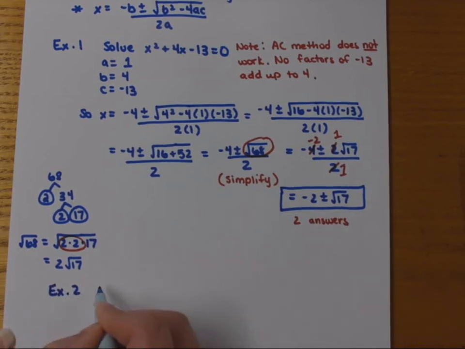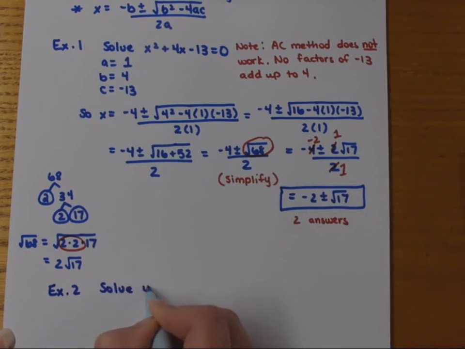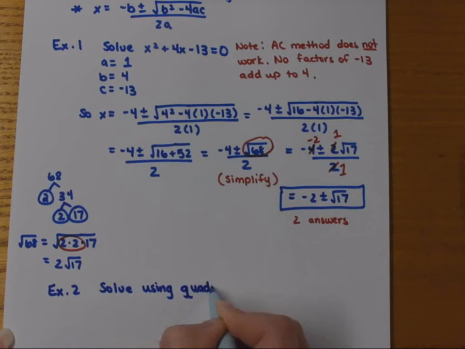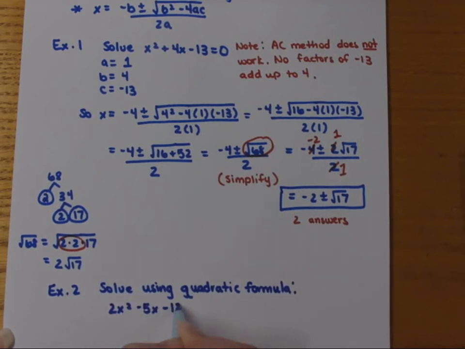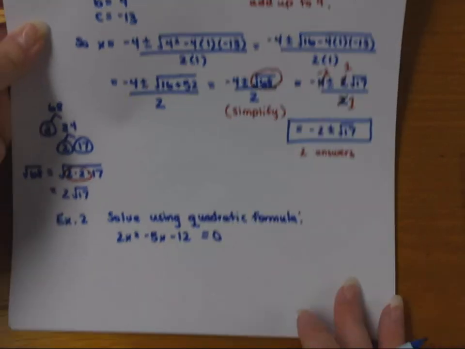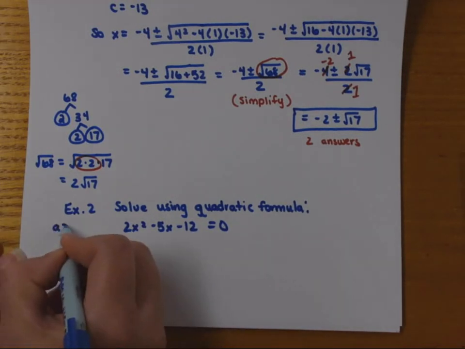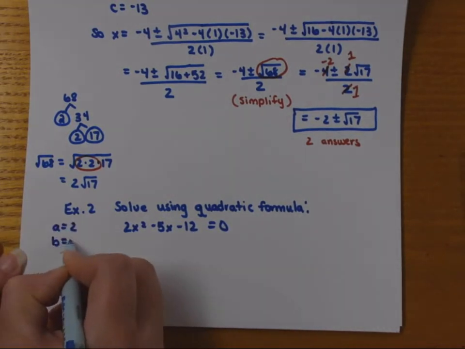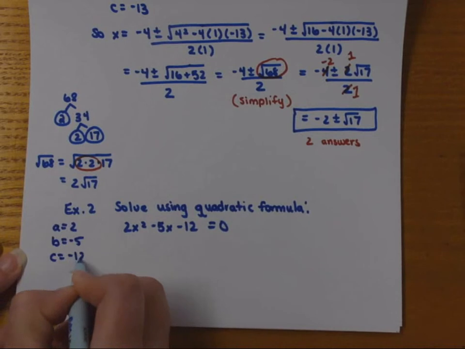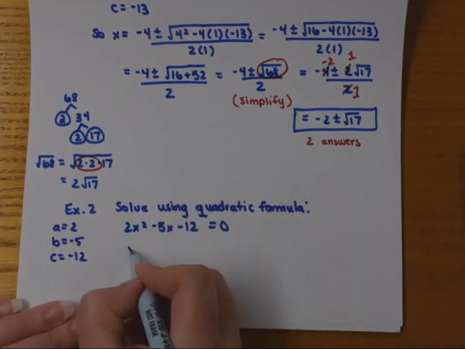Okay, so let's say that rather than you trying to factor this, I asked you to solve this using the quadratic formula. Now this actually does factor, but we're going to practice the quadratic formula more and talk about what kind of answers we might get. So maybe off to the side, let's write that A is 2, B is negative 5, C is negative 12. Okay, so again, let's plug all this in.